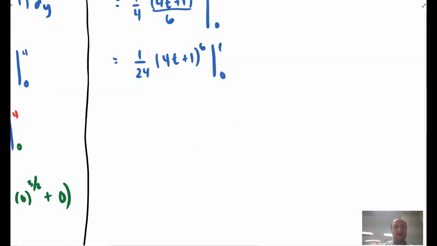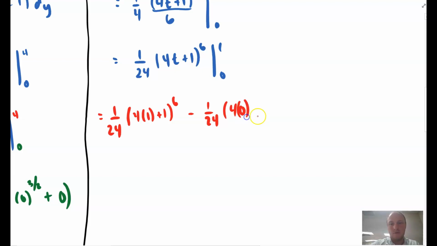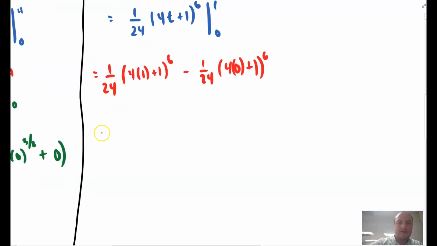We're going to evaluate. I'll plug in 1/24 times 4 times 1 plus 1, again raised to the power of 6, minus 1/24 times 4 times 0 plus 1 to the power of 6. And so what we get here is 1/24 times 5 to the power of 6 minus 1/24.